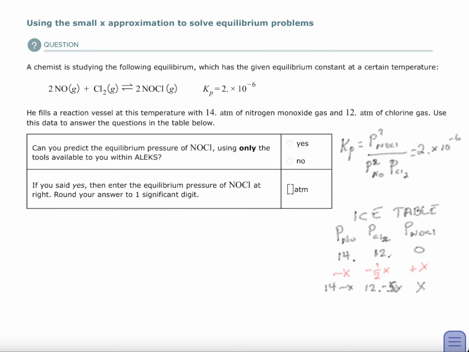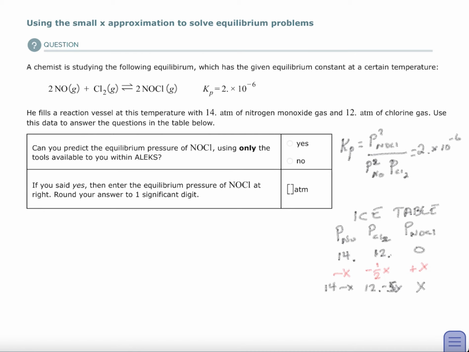Then normally you want to put this in an ICE table. They told you what it was initially, that you had nitrogen monoxide at 14 atmospheres and the chlorine gas at 12 atmospheres. Of course, you didn't have any of your product yet. What are you going to do?